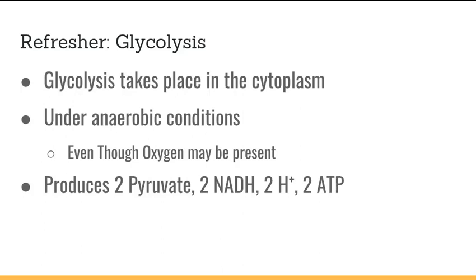pathway. At the end of glycolysis, notable products include 2 molecules of pyruvate, 2 NADH coenzymes, 2 free hydrogen ions, and 2 net molecules of ATP. Most of the remaining potential energy from the original glucose molecule remains in the 2 pyruvate molecules.